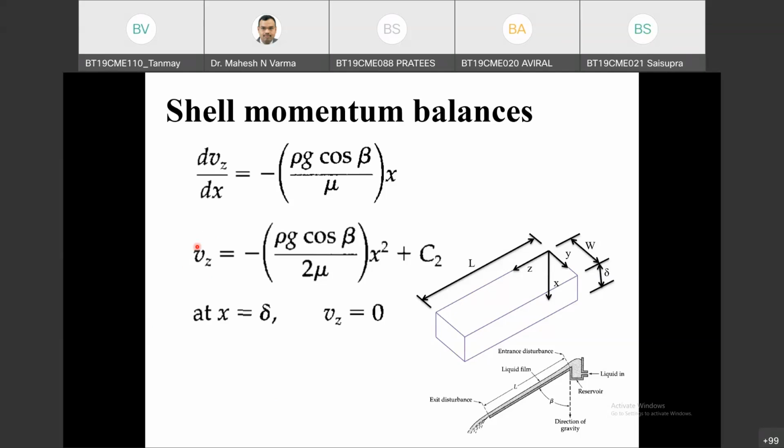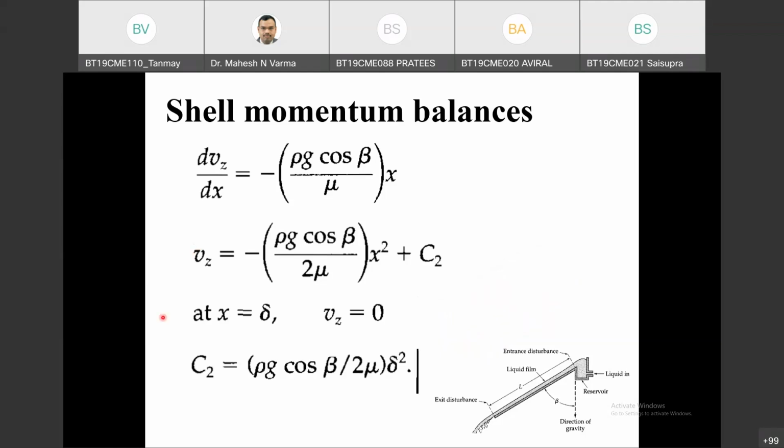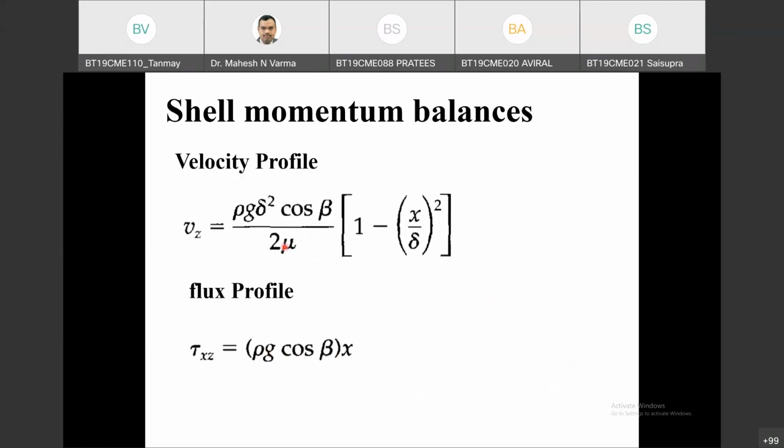Velocity profile, substituting into this rho g and rearrange the equation. Yes, sir. So this C2 is rho g cos beta divided by 2 mu delta square. Okay, delta square will come here. Substitute this, get the value of C2 and substitute this value C2 in this equation, get the value of velocity profile. So this is the velocity profile equation: rho g delta square cos beta divided by 2 mu, into 1 minus x by delta whole square. Okay, this is the rearrangement. This is the velocity profile. Everybody is getting this velocity profile.